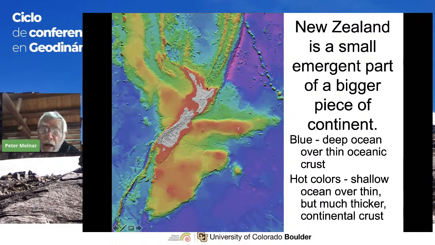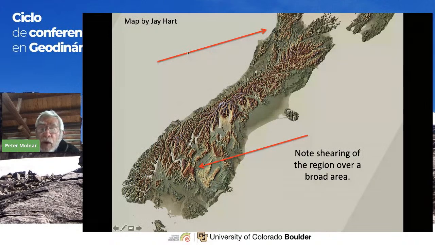So New Zealand is continental, but one sees only a bit of it because of only a bit being above sea level. And the main sense of motion, and I'll show this in more detail, is strike slip, where the region to the northwest moves northeast relative to the Pacific plate to the south. And you have high mountains. You have a big fault, a major fault going along here, the Alpine Fault.